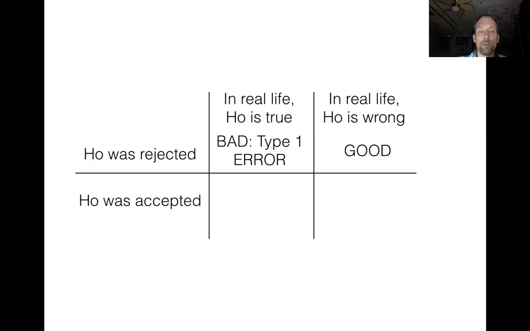Let's check out the bottom side. What if H0 was accepted and in real life it's true? Good, right? Because that means statistics did its job. But what if we accepted the H0 and in real life it was the wrong hypothesis? It really wasn't true. Well, that's really bad also. And if that happens, it's called a type 2 error. And again, we can't be sure if we ever made a type 2 error or not, but we can acknowledge that it might happen when we do the hypothesis test.